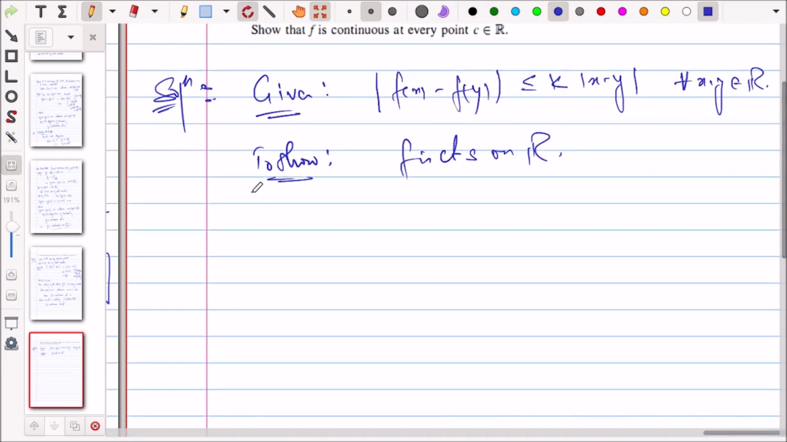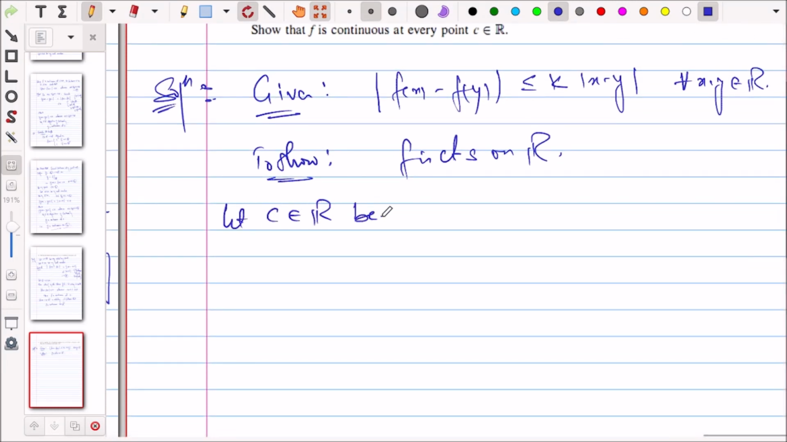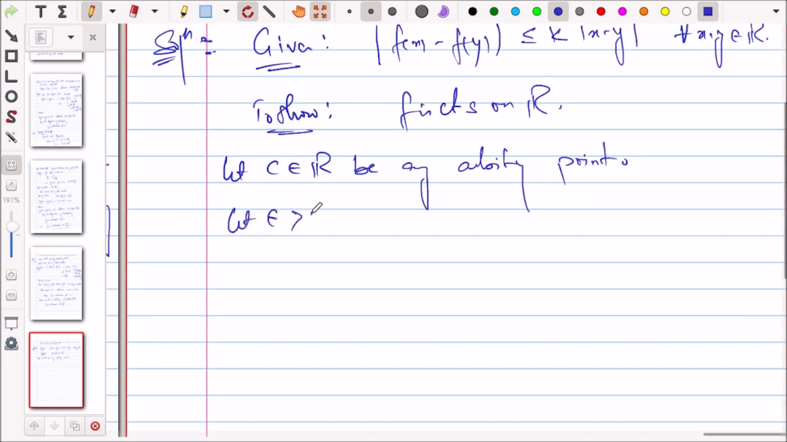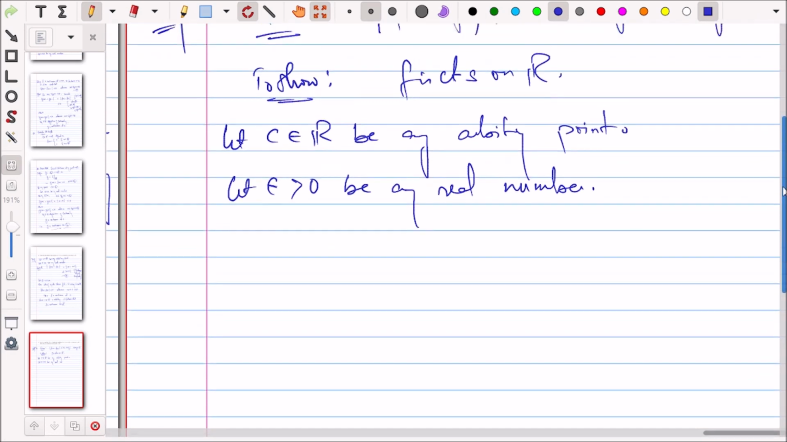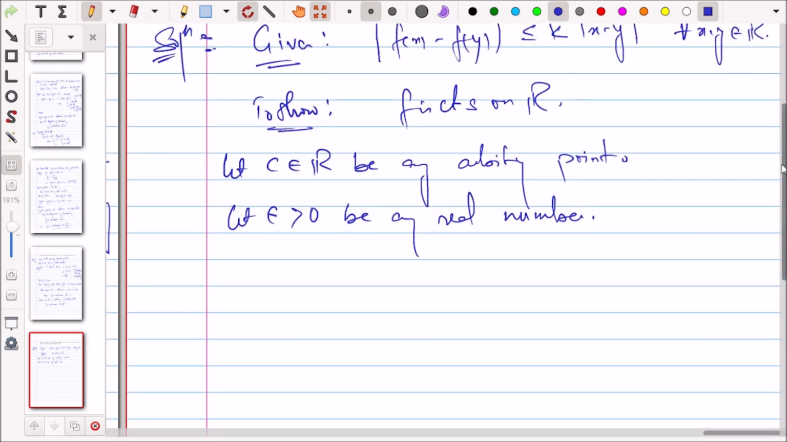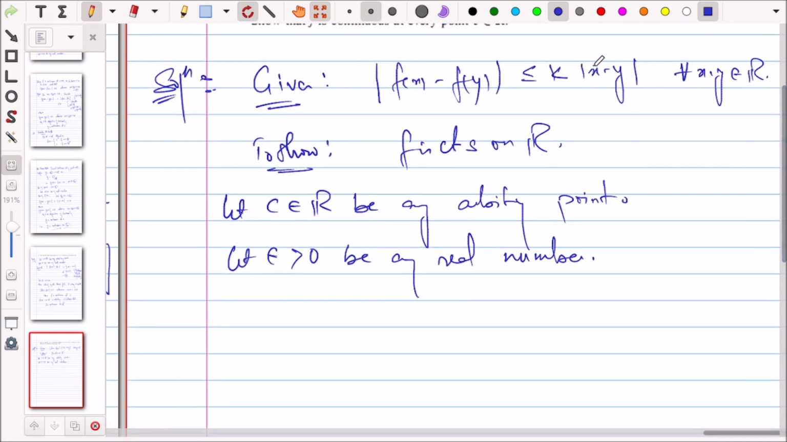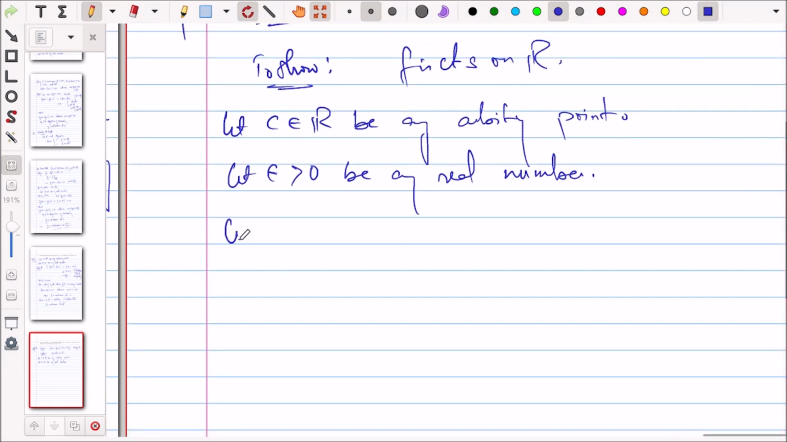So let us start with any arbitrary point. Let c belong to R be any arbitrary point. Because we have to show continuity, we will have to take any arbitrary epsilon. So let epsilon greater than 0 be any real number. Now we have to make use of this condition. Delta we can choose directly from here, because we will get |x - c| and |f(x) - f(c)|. So we can take delta equal to epsilon by k. Let delta equal to epsilon by k, greater than 0.